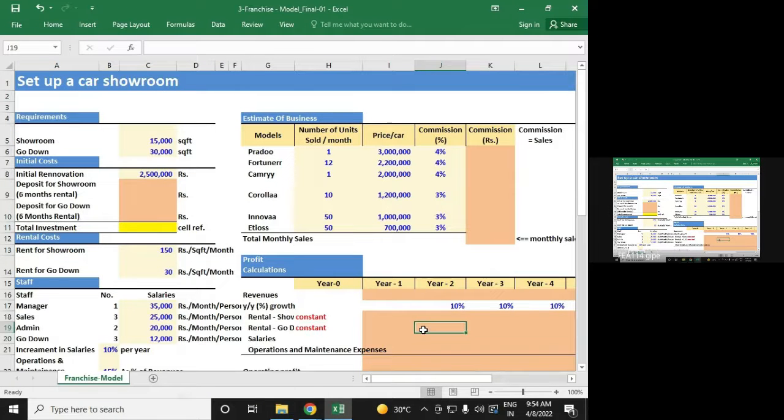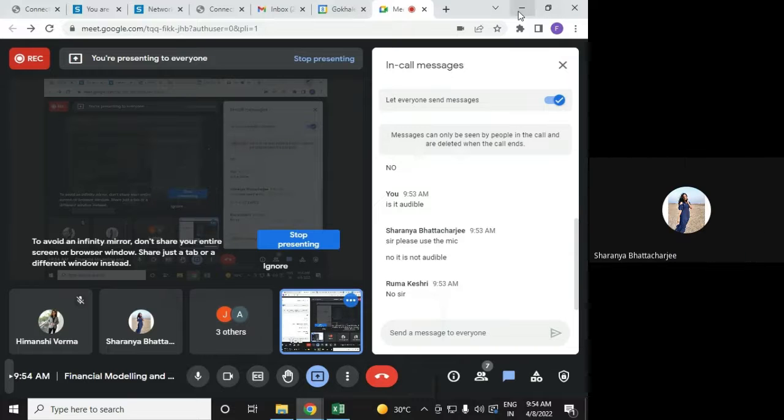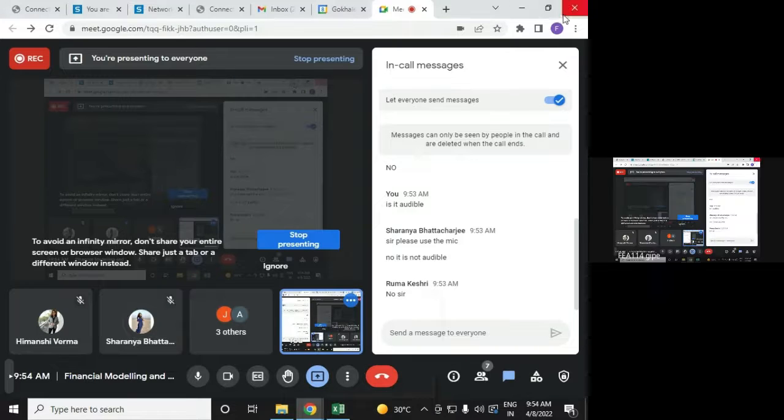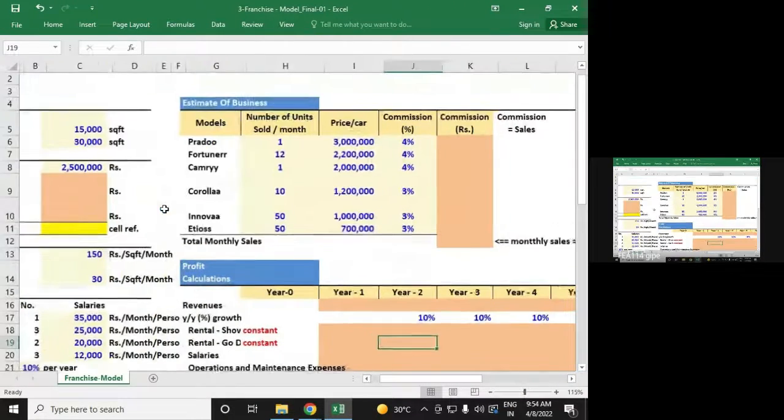Does everyone have file number 3? Students online, can you open file number 3? Do you have file number 3? Online students, is file number 3 there with you? Yes, sir. Correct.